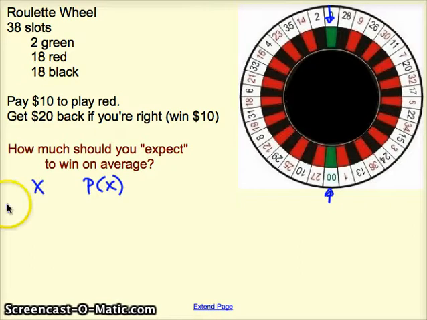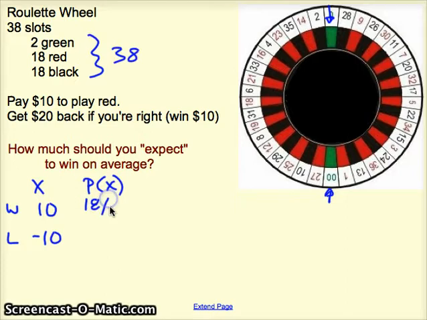So I might win, which is going to give me $10, but I also might lose, which is going to cost me $10. What are the probabilities? Well, there are 38 slots in the roulette wheel. 18 of those are winners. 20 of those are losers. So there's 18 chances in 38 that I win, 20 chances in 38 that I lose. Let's do what we just did before.